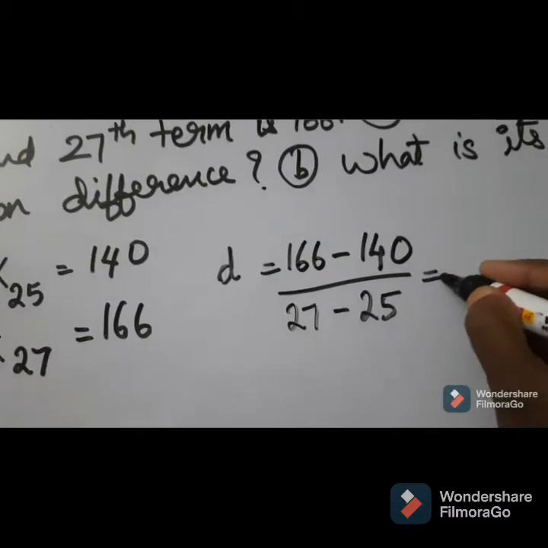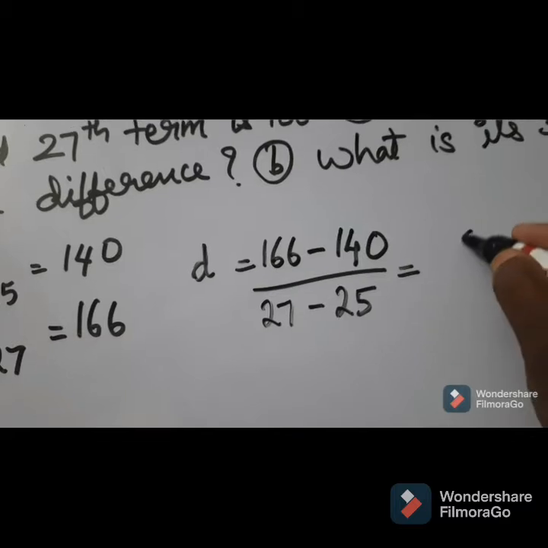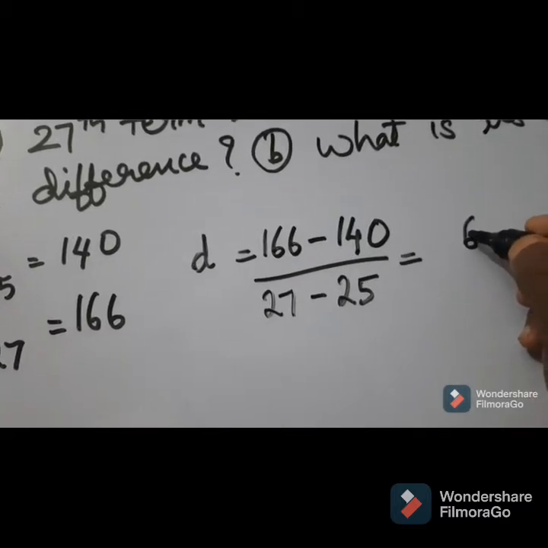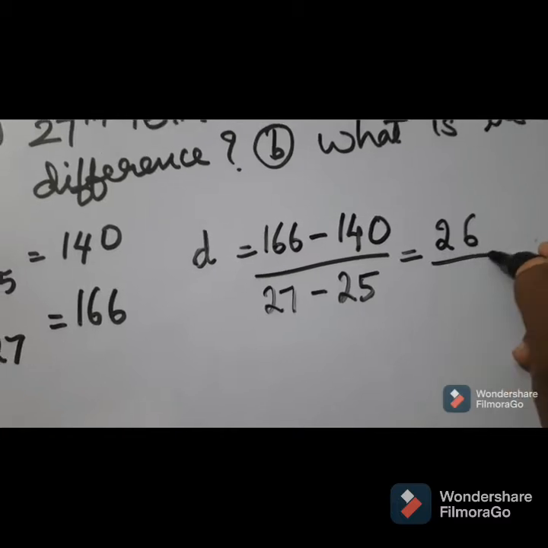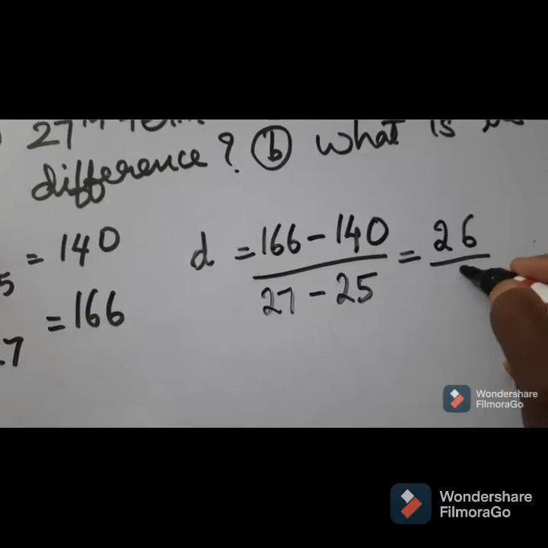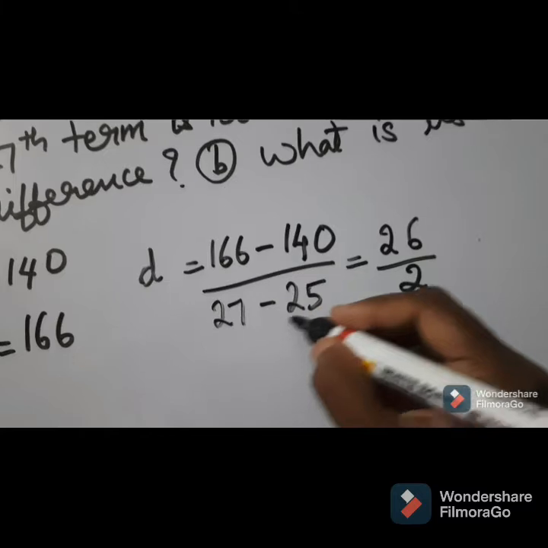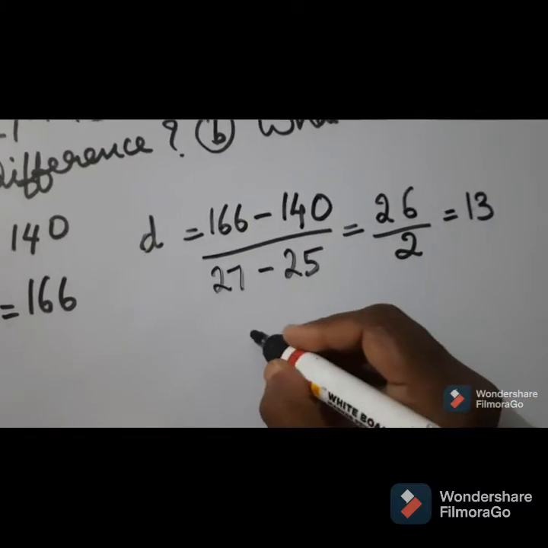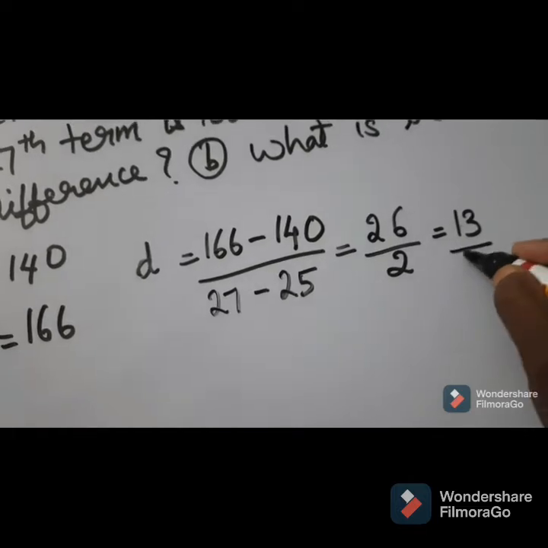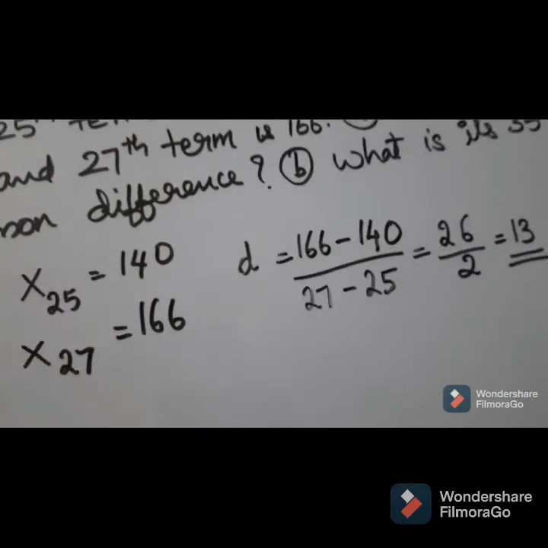So you will get 26 divided by 2. 27 minus 25 is 2. So you will get 13. So the common difference will be 13. This is the first answer.